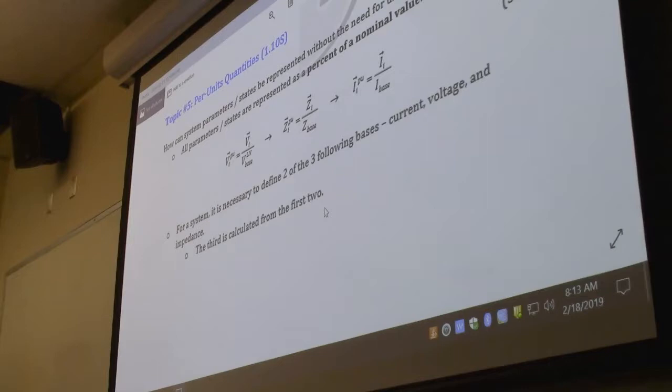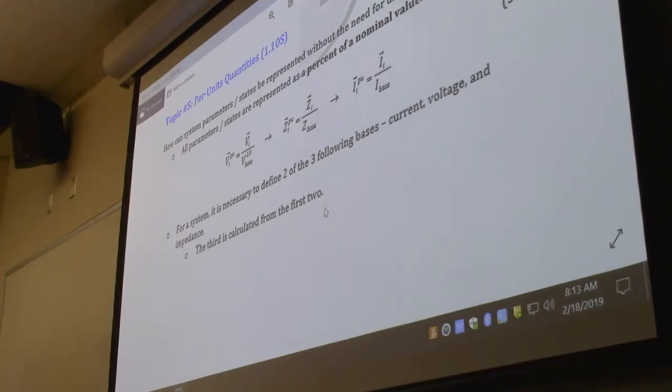If we have two transformers, they can have different voltage bases, that's fine. But if they have two different power bases, we may need to do a conversion, recalculate what the voltage base would be or what the voltage value would be based on the new power base, such that they agree with one another. And we'll do an example of that so you'll see what that means.